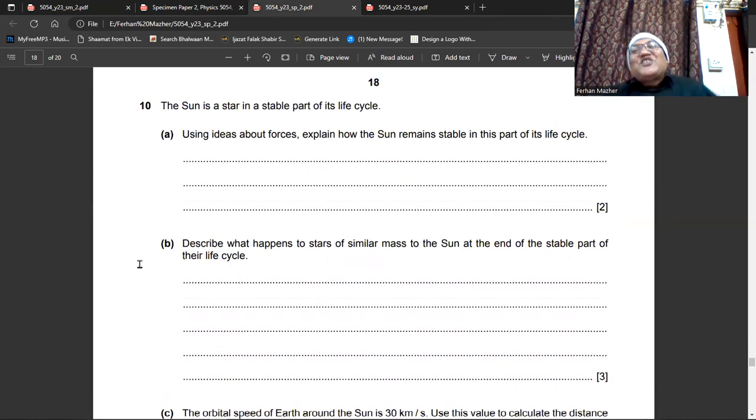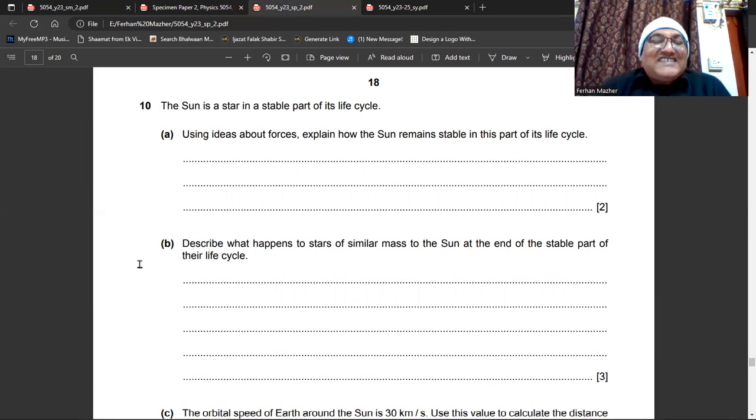Okay, my dear students, now we are on question number 10, and it is from the new topic added into the Cambridge Physics 5054. The name of the topic is space physics, and we do not have questions on this topic in all our past papers. So that is the first theory question released from Cambridge.